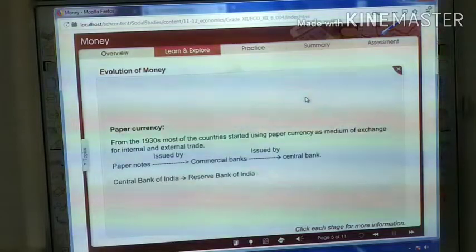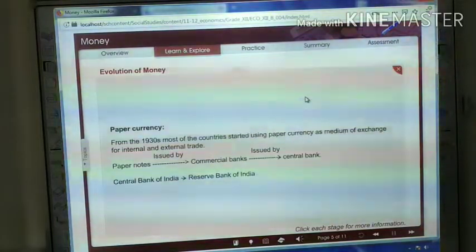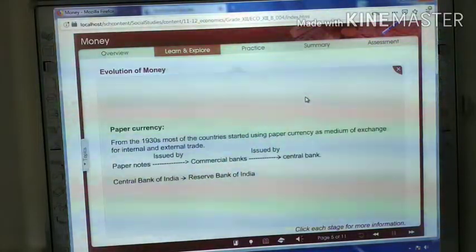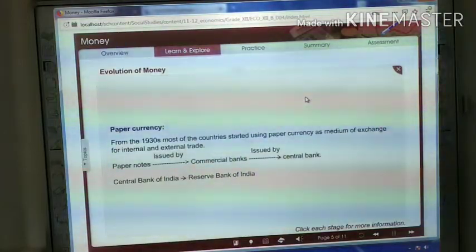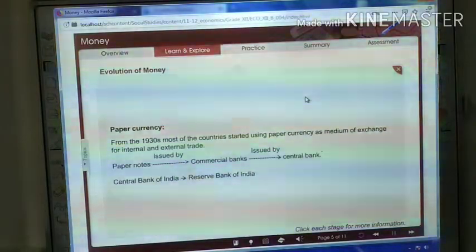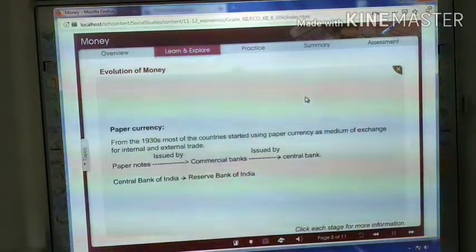Paper currency. Metallic currency was replaced by paper currency. From the 1930s, most of the countries started using paper currency as medium of exchange for internal and external trade. Initially, paper notes were issued by all commercial banks, but gradually, when paper money became inconvertible into metallic money, central bank took the monopoly of issuing of paper notes. The Central Bank of India is named as Reserve Bank of India.